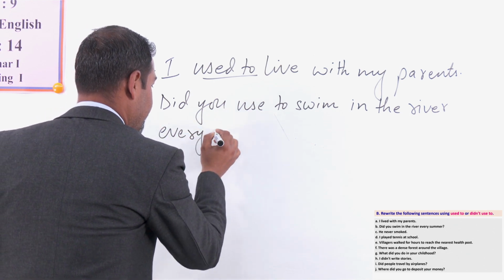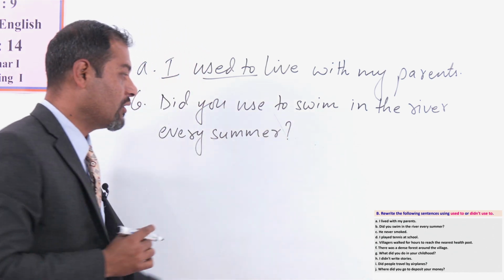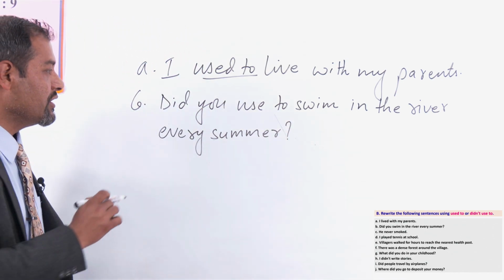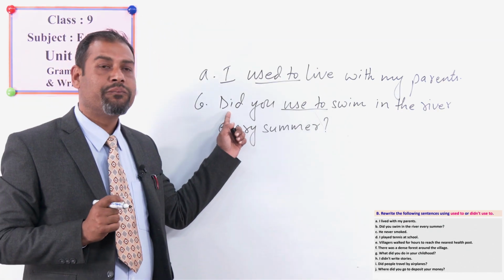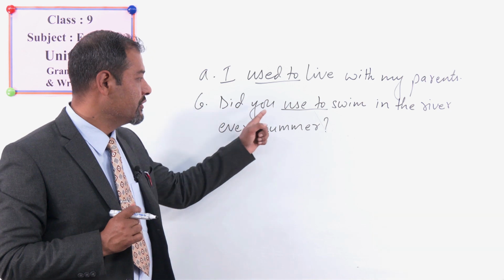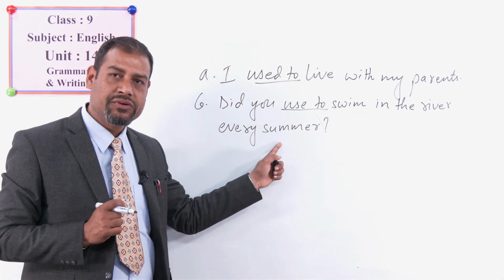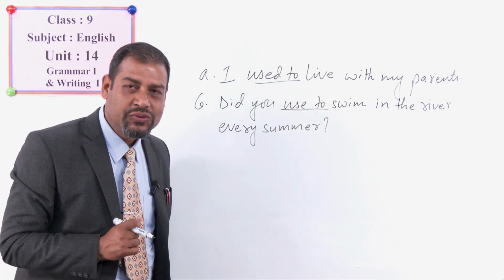EVERY, every, SUMMER, summer. Now question form. See, "Did you swim in the river every summer?" Now we use here "used to," and we have here "did," past tense. Okay. "Did you use to swim in the river every summer?" Have you written it? Well done. Like this, you have to do again number C.